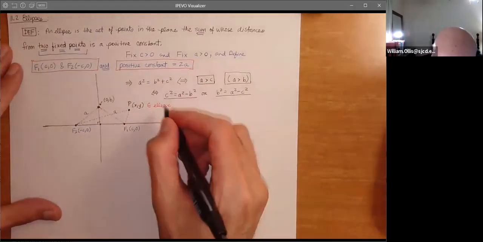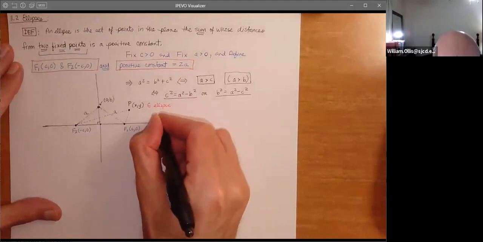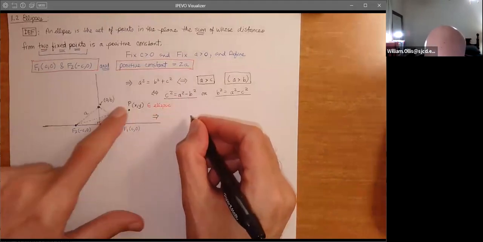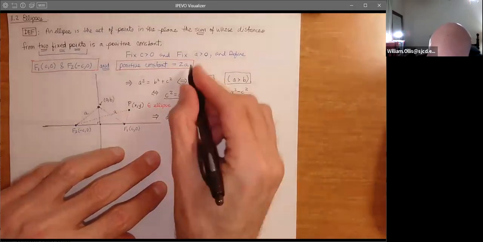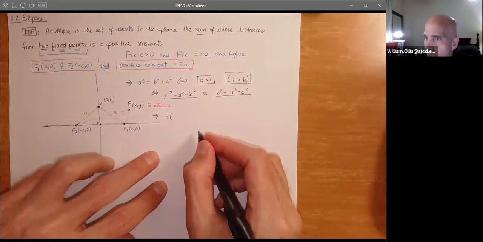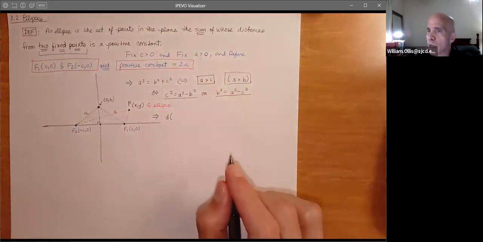So what is this going to mean? This implies that we have the distance. Now we can't do the squares this time because we've got that blasted 2A hanging out. So we don't get all that. So we're going to have to square a couple of times.